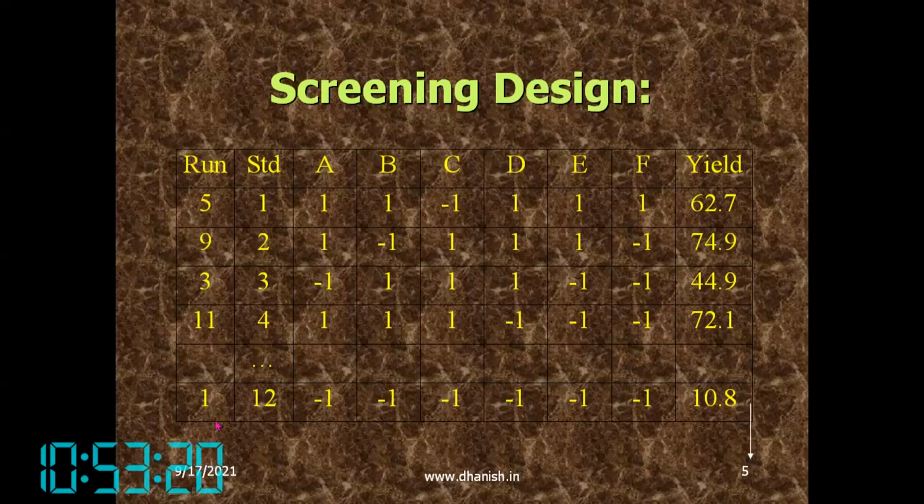So run 1 is here. Run 1 is standard order 12. A is -1, B is -1, C is -1, D is -1, E is -1, F is -1. So what does that mean? That means A is at low level. We said temperature was 60 degrees, so that is the low level. High level +1 means temperature is 70 degrees, like that. So for each variable, -1 means low level and +1 means high level.